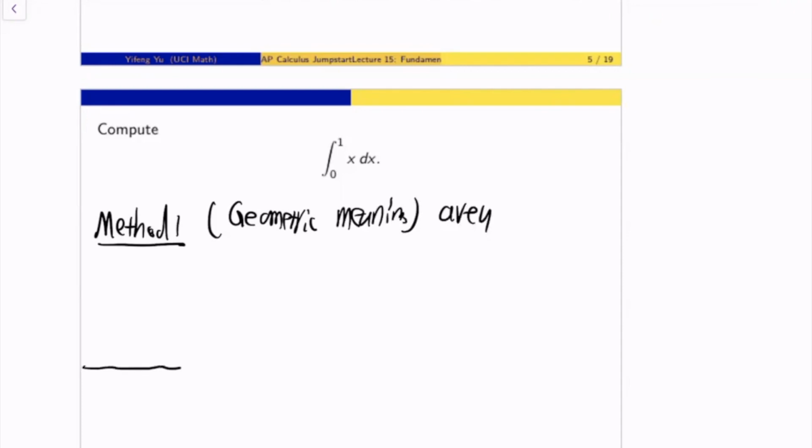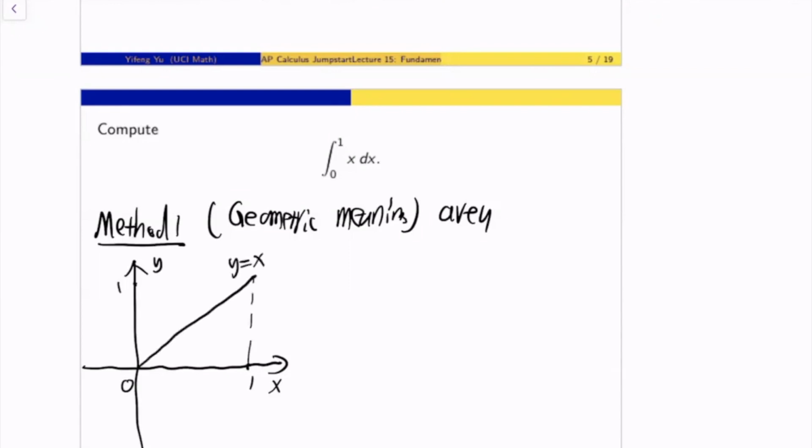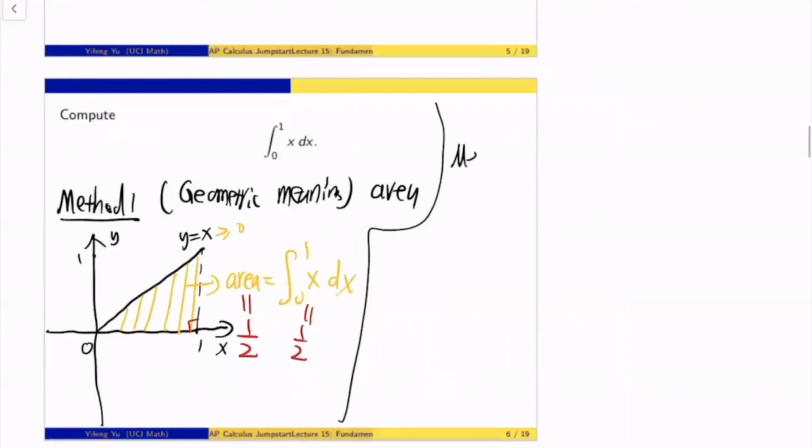Let's look at the graph. This is from 0 to 1, this is x, and this is y, 1. Here the graph is y equals x, and this integral represents, because the function is non-negative, the area of the region below the graph and above the x-axis. So the area equals the integral from 0 to 1 of x dx. Because this is a simple region, a triangle, as we did before, the area just equals 1/2. So without using any advanced theorem, just by the geometric meaning, this one equals 1/2. Now, let's check this using the Newton-Leibniz formula to see whether it matches.